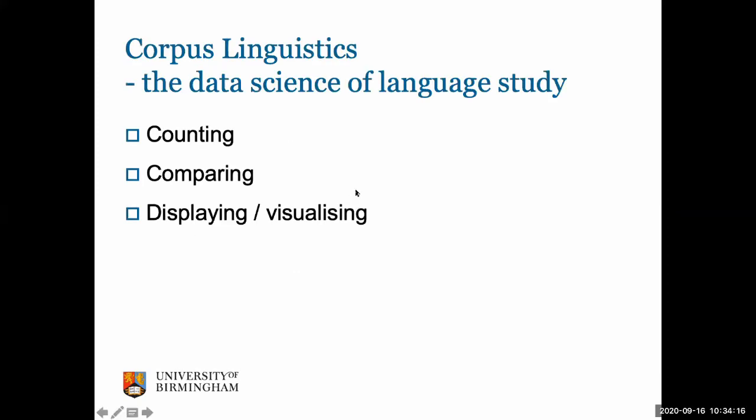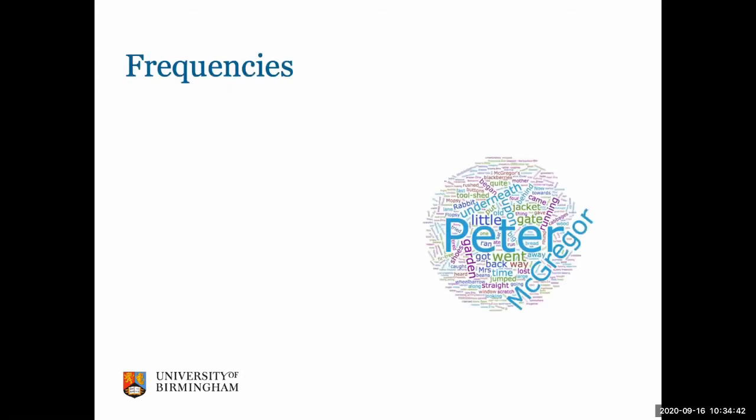So corpus linguistics is really kind of the data science of language study, because what we do in corpus linguistics is we like counting, because that is what we can use computers for. We like comparing data sets, and then in the next step we look at how can we display our results, how can we visualize what we found out, and how can we find out more while we are visualizing.